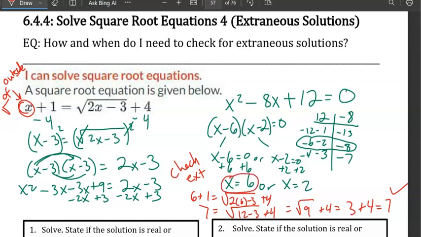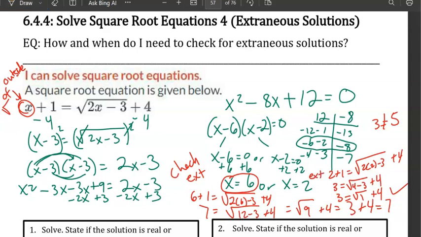Now let's check 2. 2 plus 1, is that equal to the square root of 2 times 2 minus 3, plus 4? Is 3 equal to the square root of 4 minus 3, plus 4? 3 equals the square root of 1 plus 4. No, 3 does not equal 5, so that is extraneous. So this was real, this was extraneous.